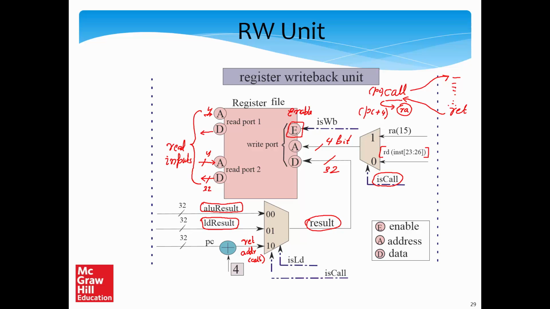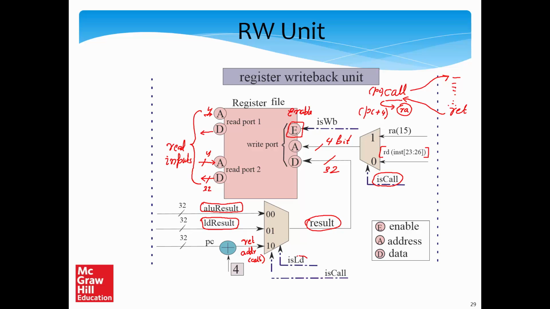So we basically have 3 choices. What are the 3 choices again? The first choice is the result produced by the ALU, the ALU result. The second choice is the value read from memory in the case of a load, called the load result. The third choice is the current program counter plus 4, which is the return address in the case of a call instruction. There are 3 choices, so we need 2 bits to choose between them.